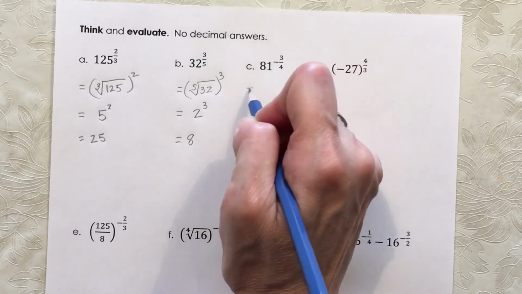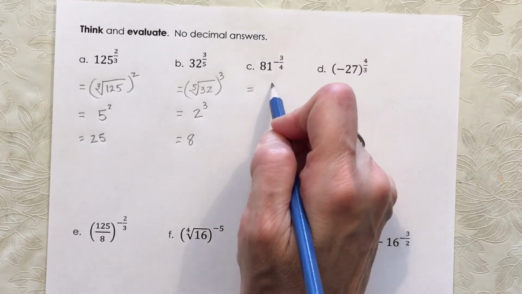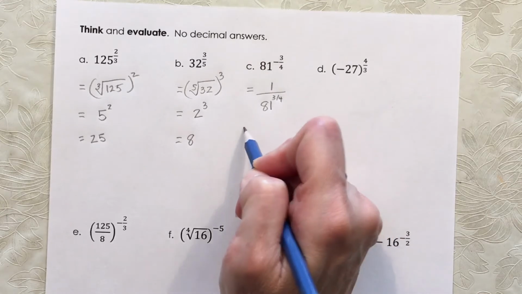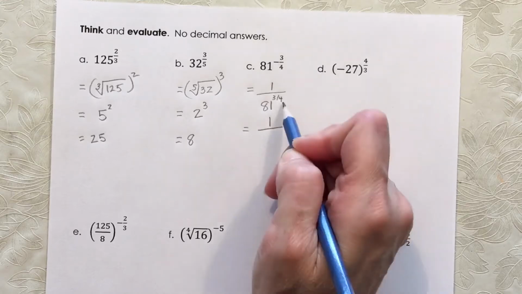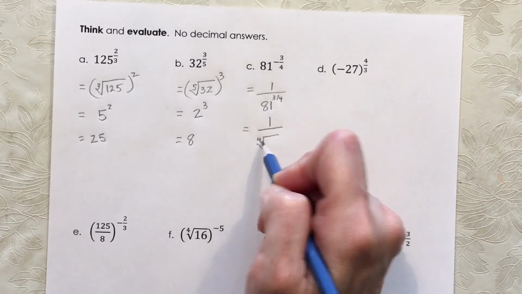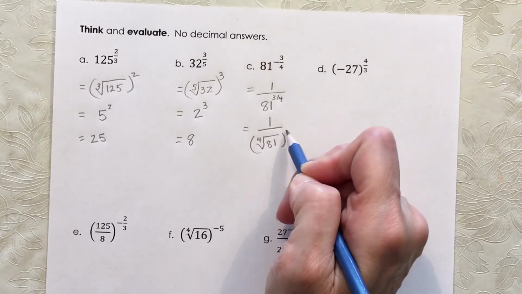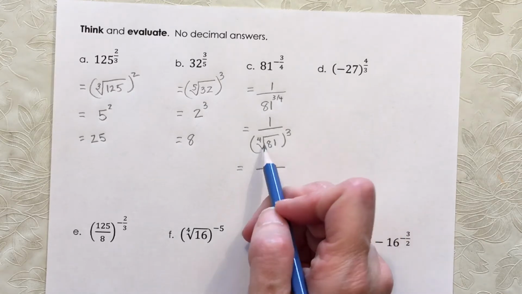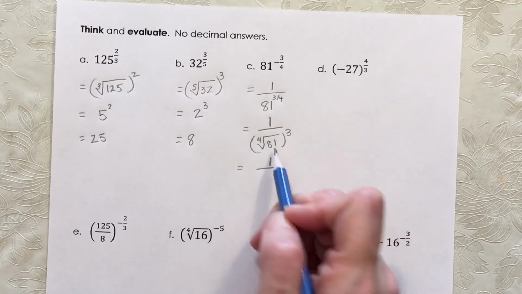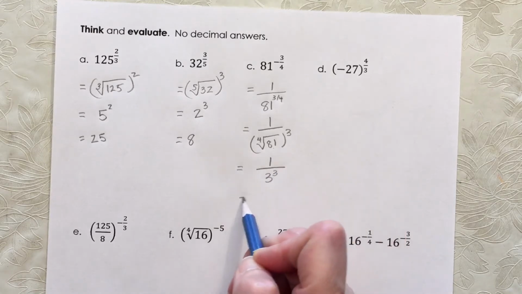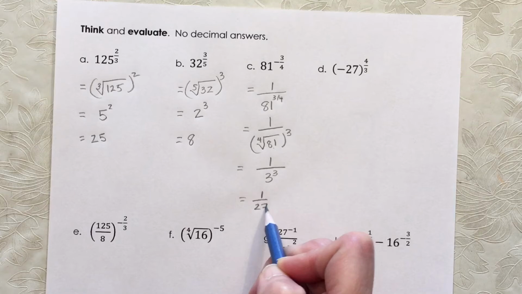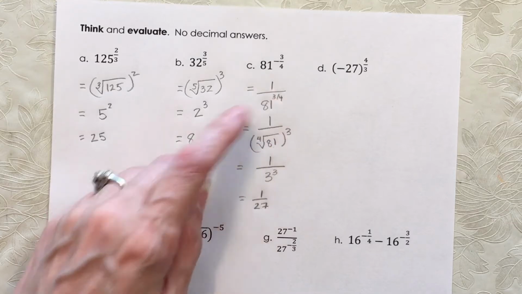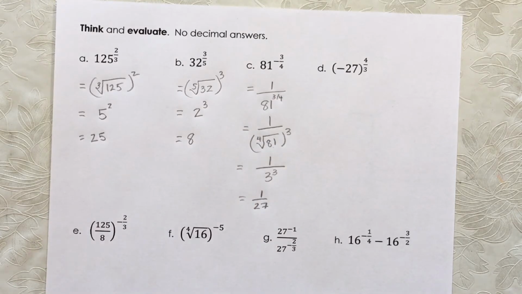81 to the negative 3/4. First let's deal with the negative exponent. So 1 over 81 to the positive 3/4. 1 over, so it's going to be the fourth root of 81 cubed, which is 1 over the fourth root of 81 cubed. That means what number multiplies by itself 4 times to give me 81, and that number is 3, cubed, which is 27, so 1/27. A common mistake people make in this one is they get so focused on evaluating the denominator that they forget that the numerator is 1, so just be careful with that.